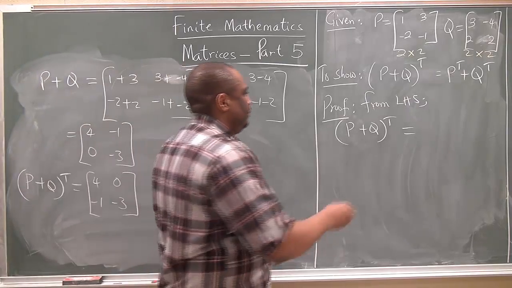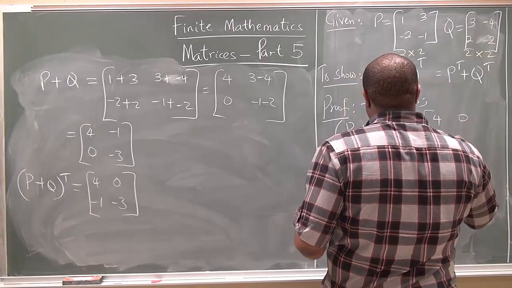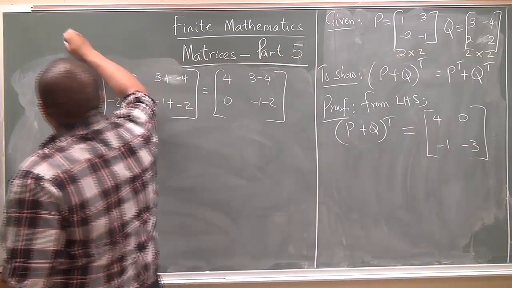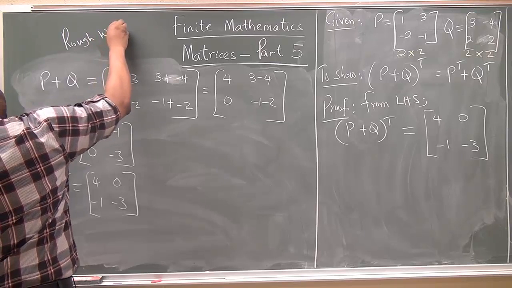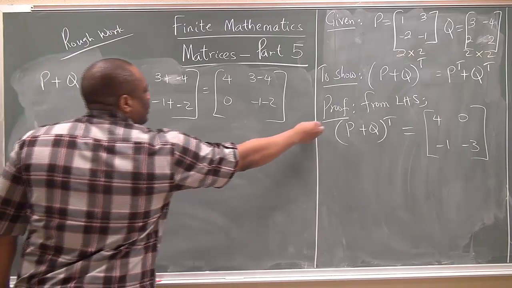So we have 4, 0, minus 1, minus 3 by row. And this is going to be like our rough work, where our main work is, okay? It's because of space that I have to use. Alright, we have done this one.